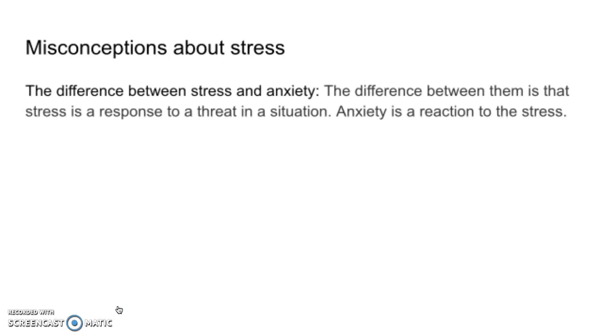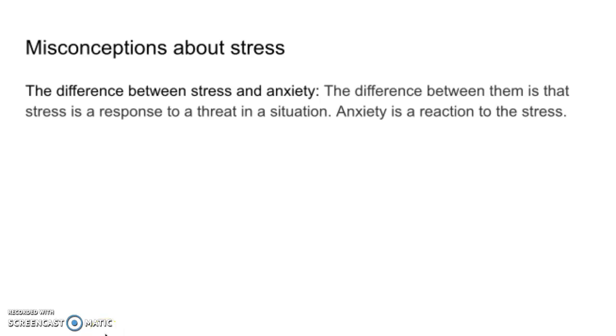Now that we've talked about the definition of stress and how it affects the body, we can talk about the misconceptions of stress. One big one is that people associate stress and anxiety as the same thing, whereas they're different. The difference between them is that stress is the response to a threatening situation, whereas anxiety is the reaction to that stress. Anxiety is stated as a temporary or persistent feeling of apprehension associated with acute or chronic activation of the sympathetic nervous system. And stress, as we've talked about in the last slide, is bodily or mental tension.